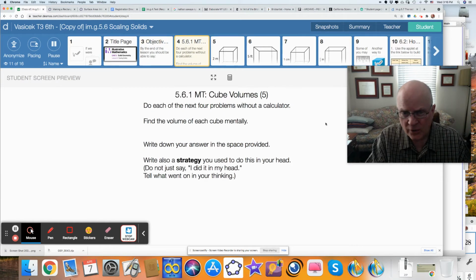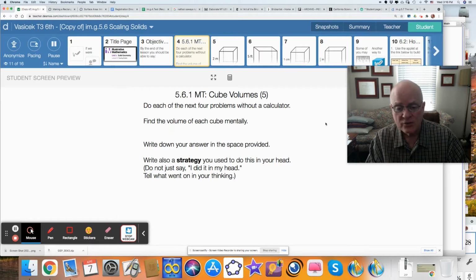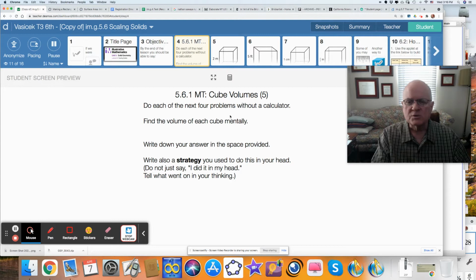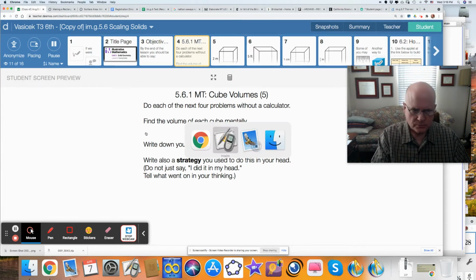So on each of the next 4 pages, you were supposed to do these without a calculator. If you haven't done them, please pause the video and try this. And I gave students about 5 minutes to do that. Finding the answer is just one part of it. Really what I'm looking for is how do you explain your answer? So it's like an open response. I want you to tell me what was going on in your head to do this mentally. How did you come up with this mentally? And it's not enough to say, well, I just did it in my head. I want to know what was going on in your head when you did this.